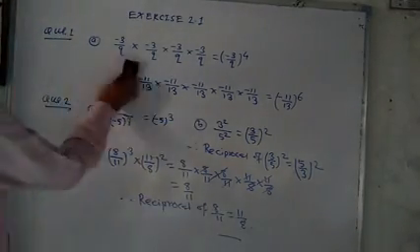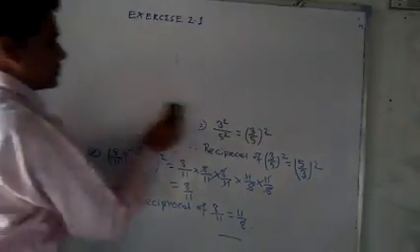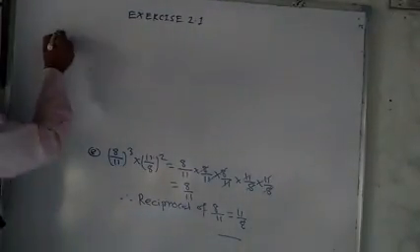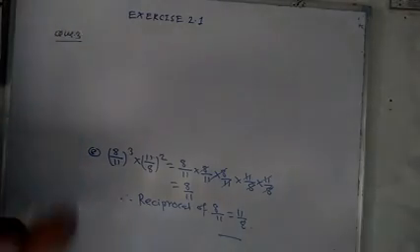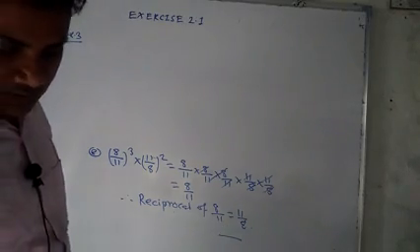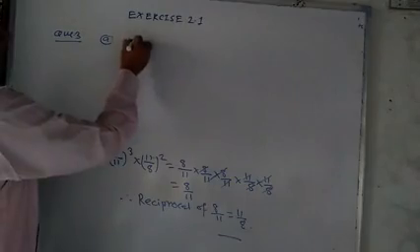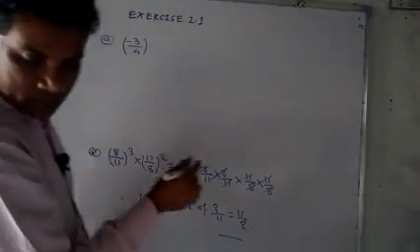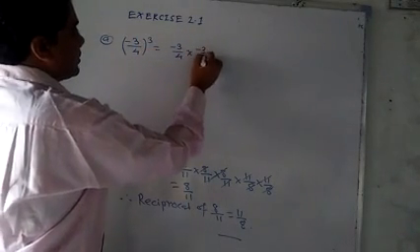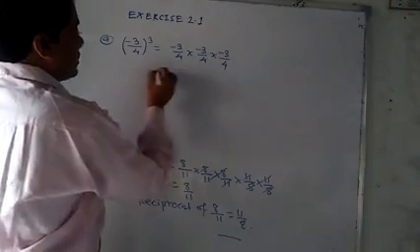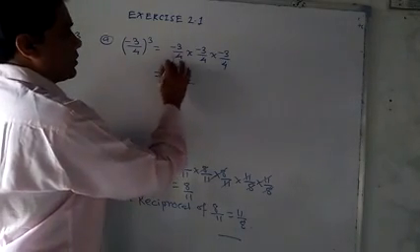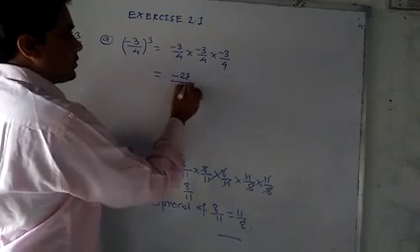Now question 3. Evaluate and express each of the following as a rational number. First bit, minus 3 by 4 whole cube is minus 3 by 4 into minus 3 by 4 into minus 3 by 4, means 3 3s are 9, 9 3s are 27, means minus 27 upon 4 4s are 16, 16 4s are 64.